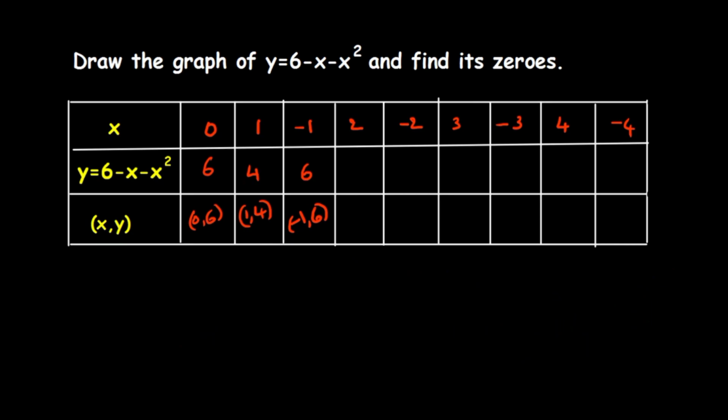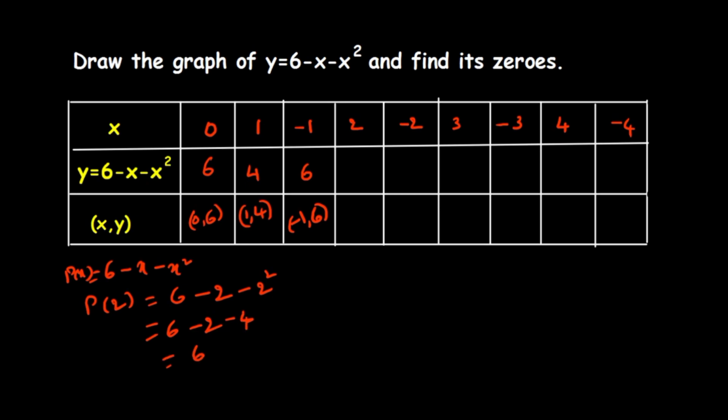The next one, this time I am going to take 2. The polynomial 6 minus x square is p of x, right? So if I take 2 here, then p of 2 equals 6 minus 2 square. 6 minus 2 square is 4, so finally this is 6 minus 2 minus 4, minus 6, 6 minus 6 equals 0. So at 2 we get 0 here, so 2 comma 0 is another point.